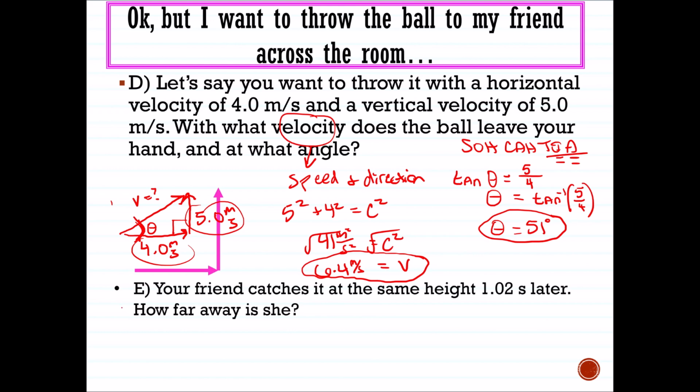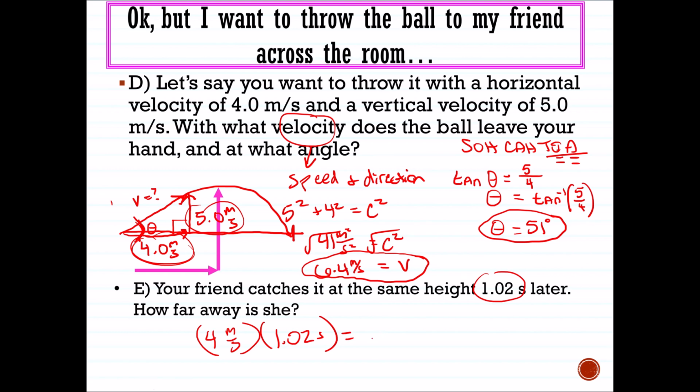E, your friend catches it at the same height 1.02 seconds later. How far away is she? So it goes up and it comes back down and it lands at the same height. We want to know how far away she is. Well, we know the horizontal speed, and we know the time. So just like the car running into the wall problem or launching a ball horizontally, you can take your speed, that's velocity, times your time, and you'll get 4.08 meters. Seconds cancels, you're left with meters.